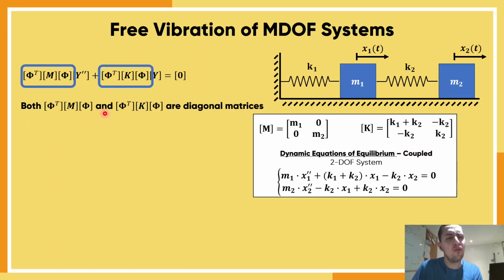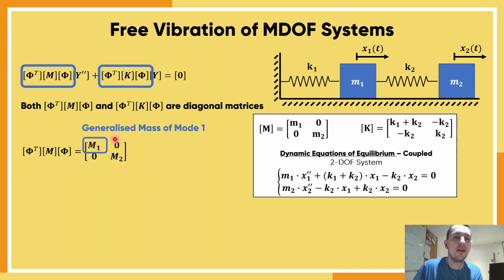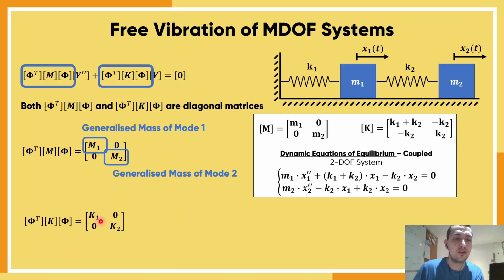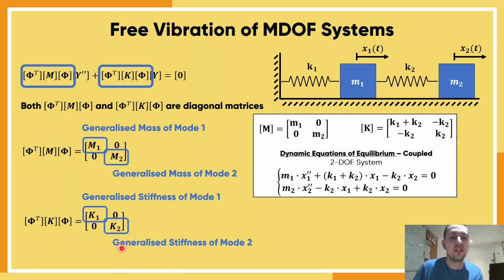So now that we figured out a way to obtain both matrices being diagonal, so phi transpose M phi would just be M1, 0, 0, M2. And we have names for this. M1 is what we call the generalized mass of mode 1, and M2 is what we call the generalized mass of mode 2. And now the same applies for the stiffness matrix. So this K1 is the generalized stiffness of mode 1, and this is the generalized stiffness of mode 2. Don't confuse this with the K1 and K2, which have a more physical meaning related to the columns.